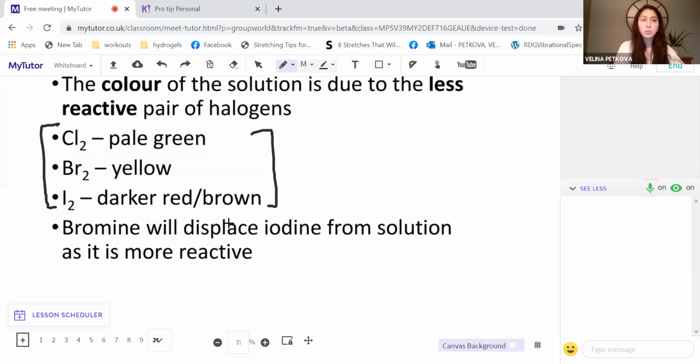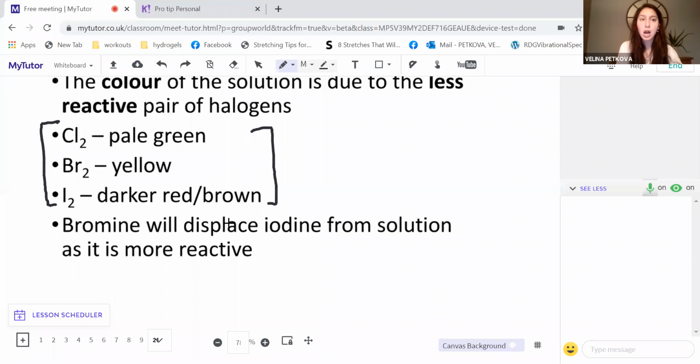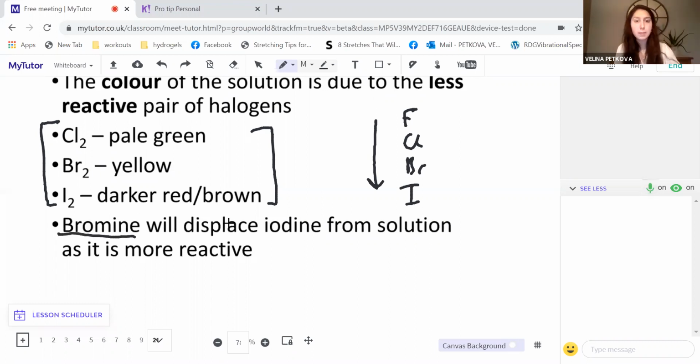So the reactivity down the group decreases, okay? Down the halogens, chlorine is the most reactive, bromine is next after chlorine, and iodine is the least reactive, okay? So because bromine is more reactive than iodine, it will displace it, okay?